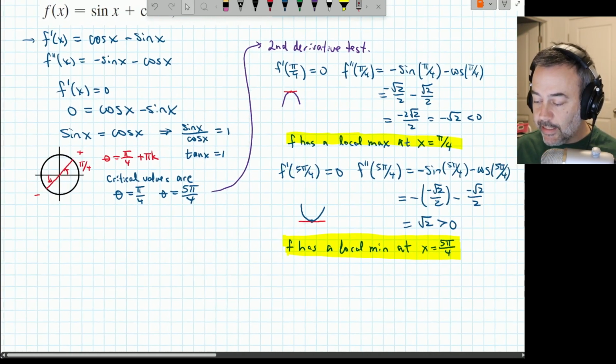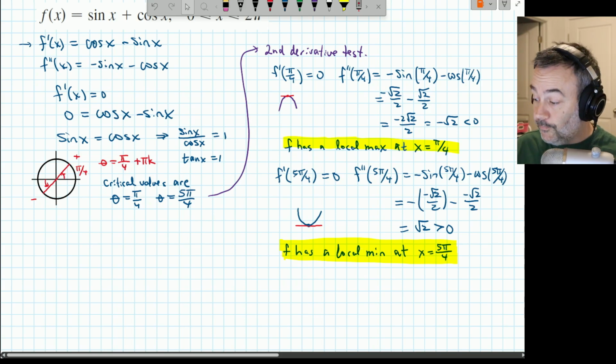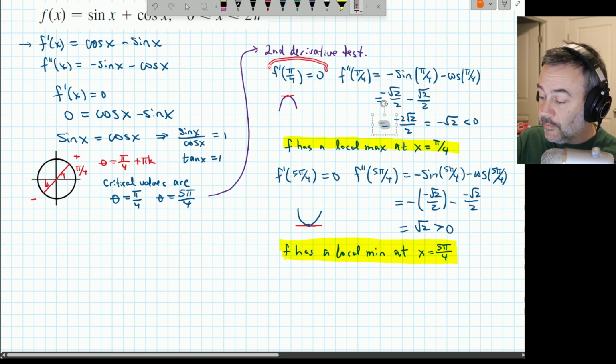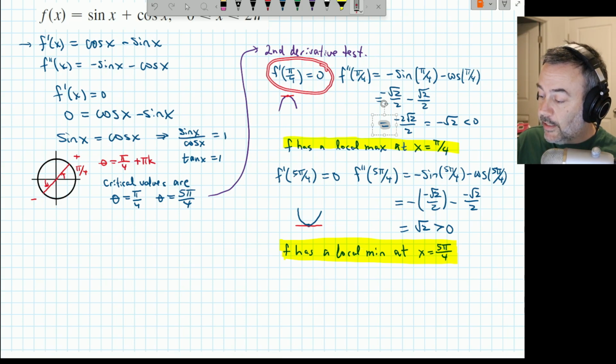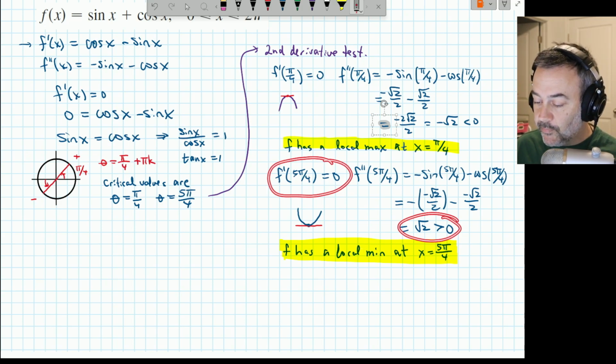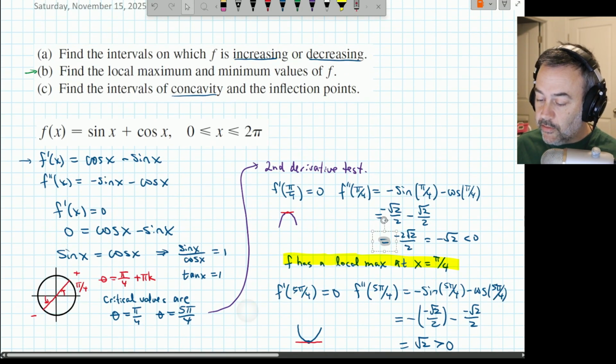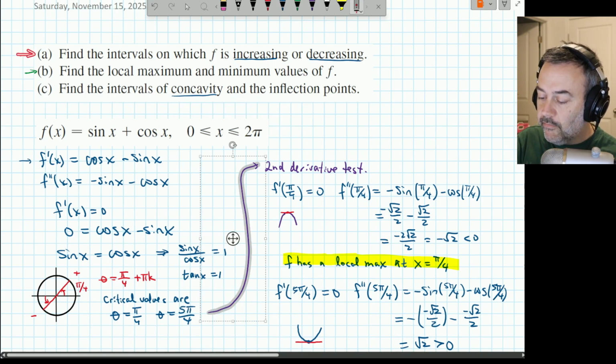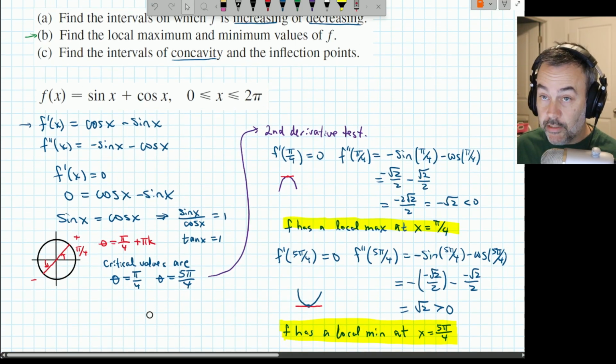So that uses the second derivative test. For the second derivative test, you just need to find the places where the derivative is 0. If the second derivative is negative, it's a max. And if the derivative is 0 and the second derivative is positive, it's a min. We've actually answered part B, find the local max and min values. Now let's do part A, find the intervals on which f is increasing or decreasing.